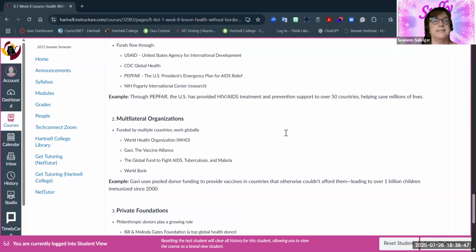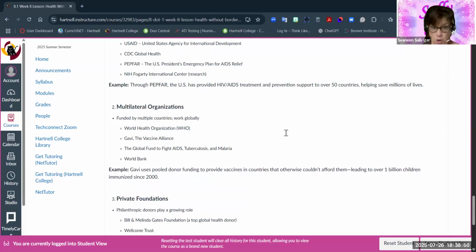Multilateral organizations work through multiple countries. An example would be the World Health Organization, where members from countries all around the world sit. Gavi, the Vaccine Alliance, I alluded to that a little bit earlier. There's the Global Fund that fights AIDS, TB, and malaria. The World Bank. Again, you'll have all these explanations on the next page. But Gavi, for example, pools funds that are donated to provide vaccines in countries that couldn't afford them.